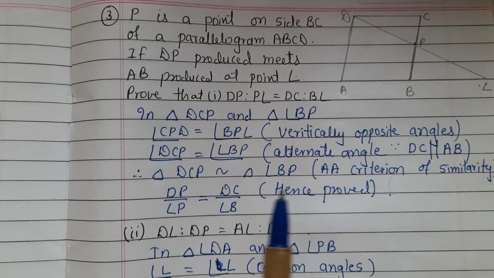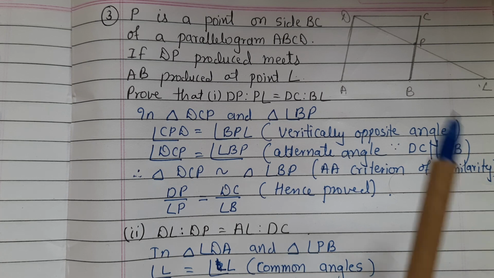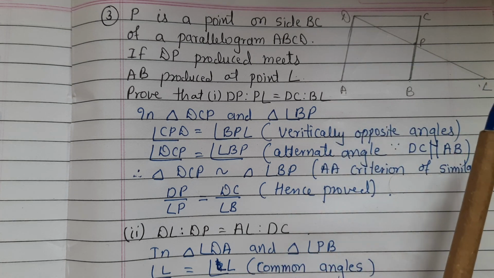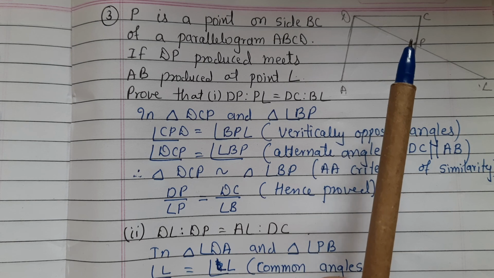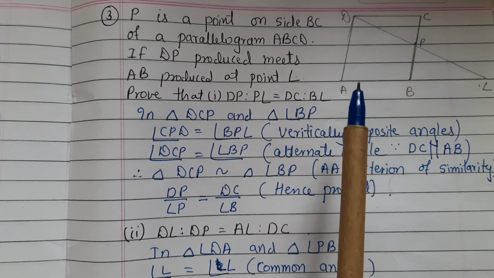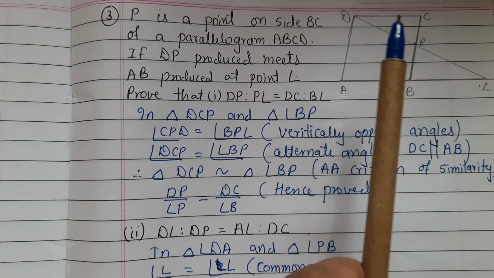Hence, since the triangles are similar, sides are proportional. Therefore, DP upon LP is equal to DC upon LB. Hence proved. Second part: prove that DL upon DP is equal to AL upon DC.